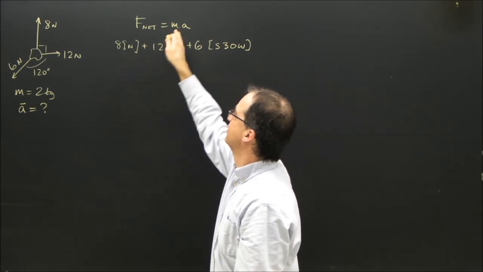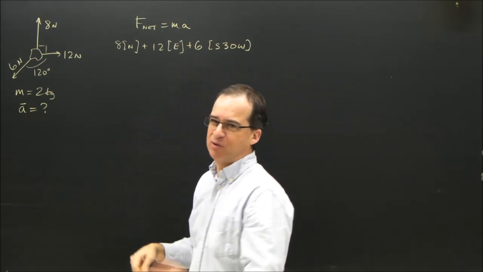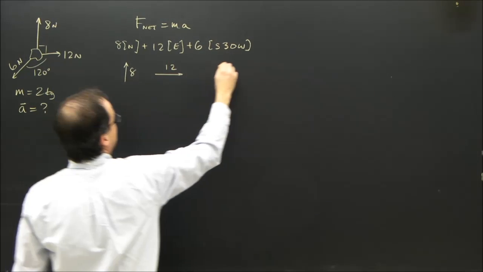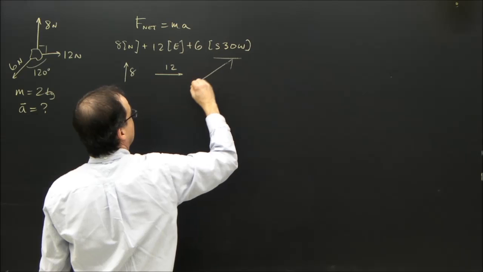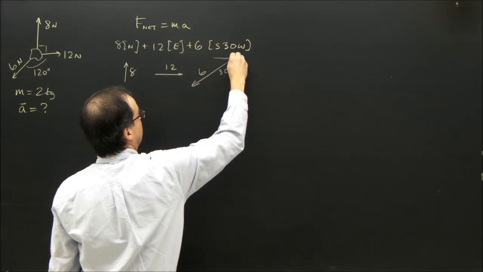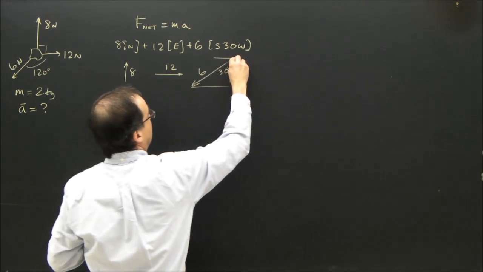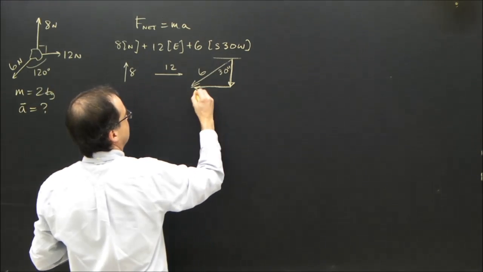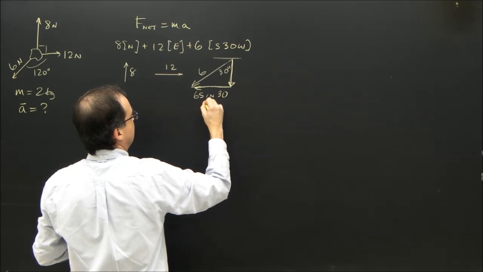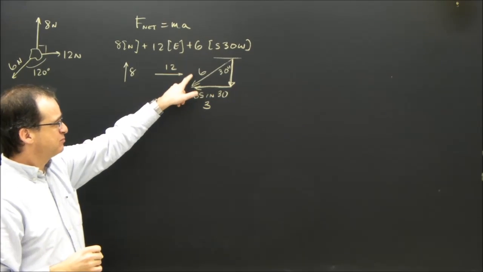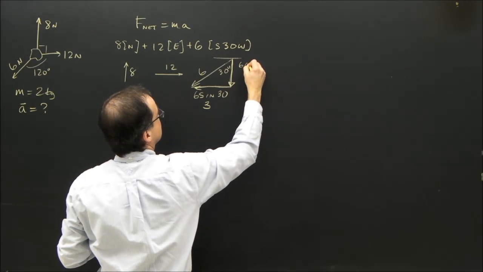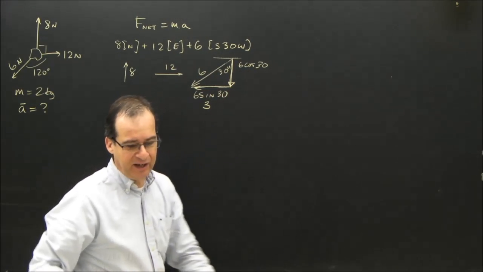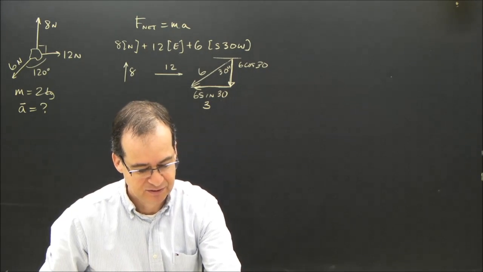When I find that result, I can set it equal to ma. So how do we add up vectors? Well, as I said, look at the vector videos. Here it's 8 up, 12 to the right, and this 6 is the one we have to break into components. This is 30 degrees, so I make a triangle and break it up into x and y. It's down and to the left. For the 6, the opposite side is always the sine side. 6 sine 30 is 3 to the left. 6 cosine 30, because the adjacent side is the cosine, is 5.2.